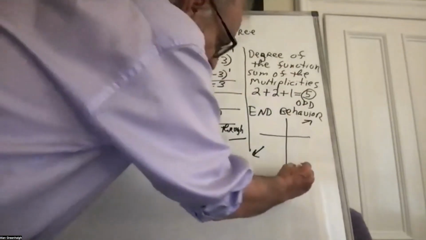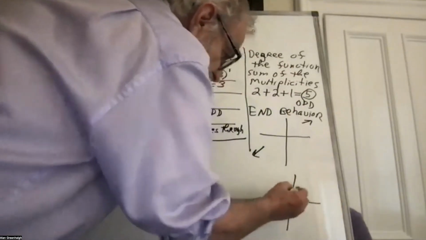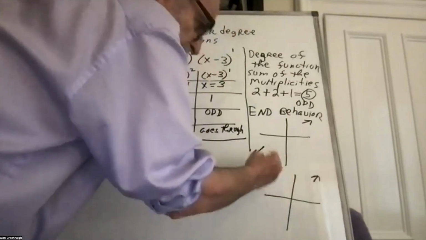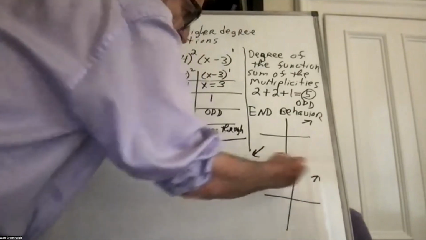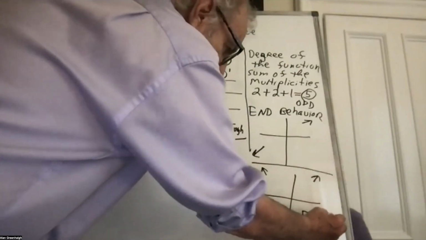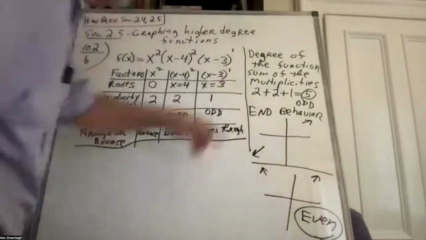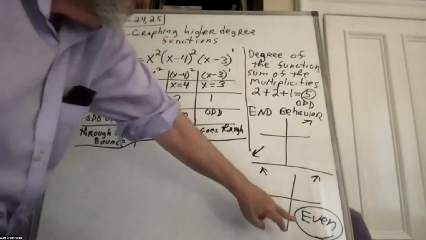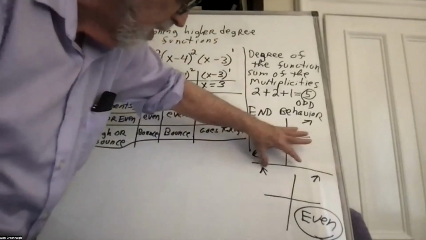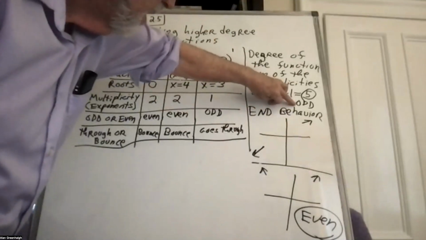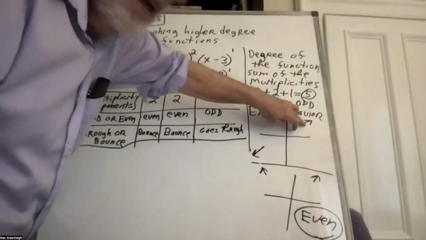When it's an even number, it means that it starts here and ends there. This is the even degree. If the degree of the polynomial had been an even number, it would have started here and ended there. But it's an odd number, so it begins here and ends there.